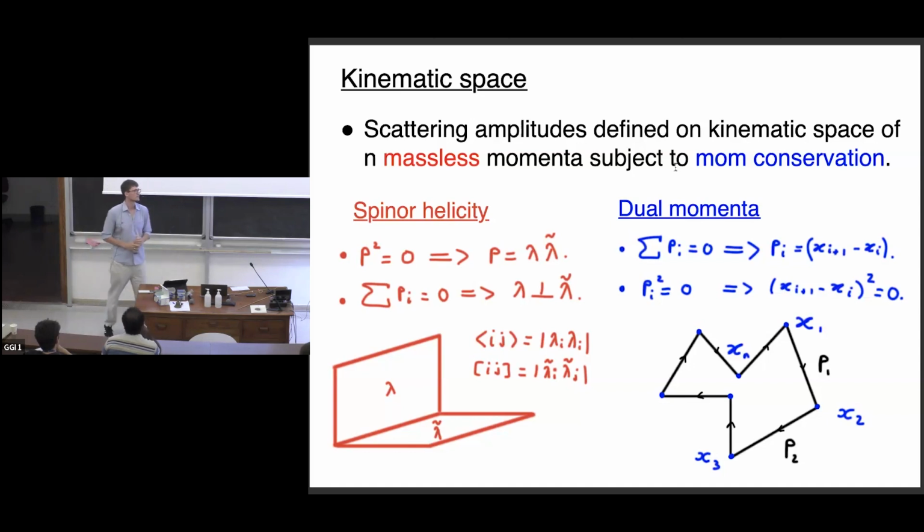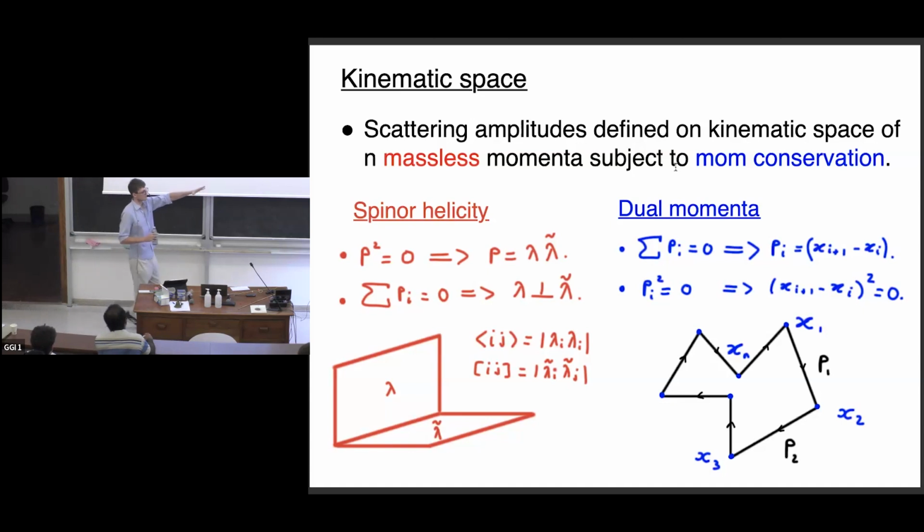On the other hand, we can choose to trivialize dual momentum conservation. So we picture lining our momenta up back to back. And instead of talking about the edges of this polygon, we choose to talk about its vertices, the dual momentum variables, the x_i.